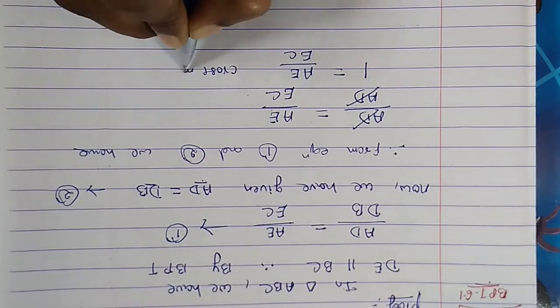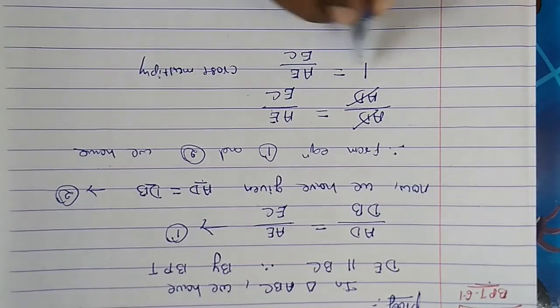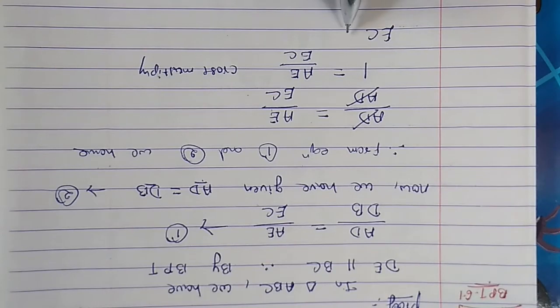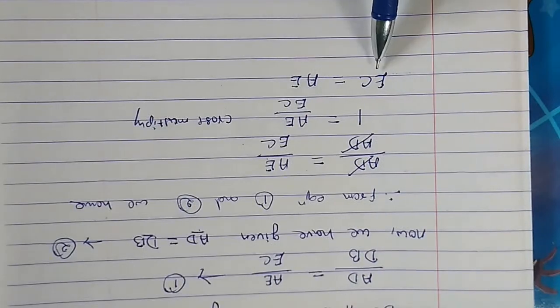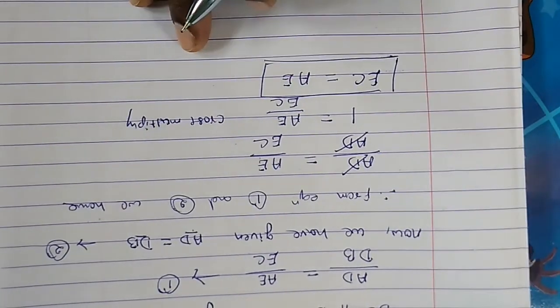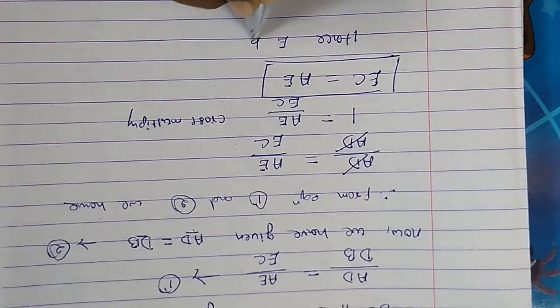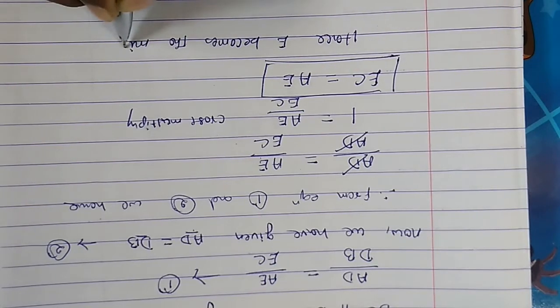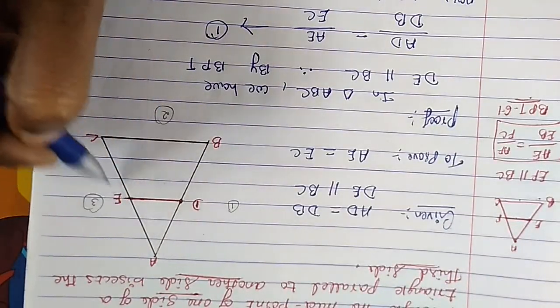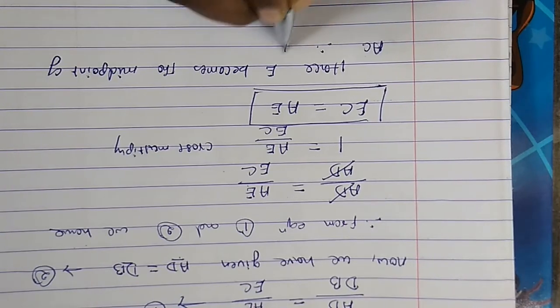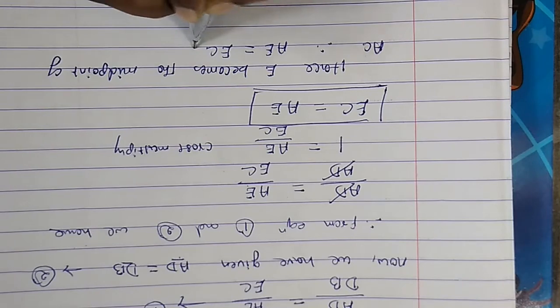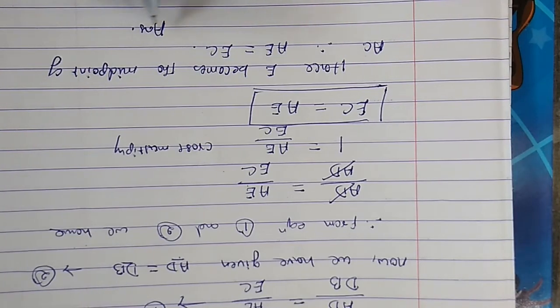Now cross multiply. When we cross multiply, what is in division goes to multiplication. So AE equals EC, which is what we have to prove. Hence E becomes the midpoint of AC, because only if E is the midpoint will AE be equal to EC. Therefore, AE is equal to EC. Answer, or you can write hence proved.